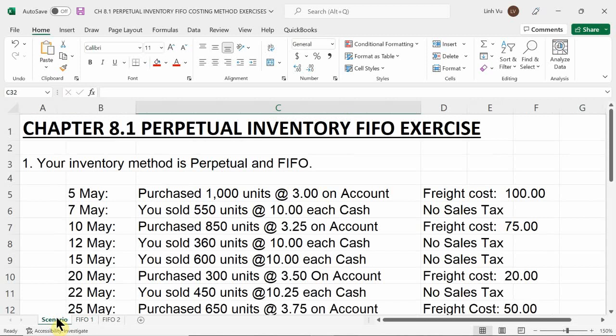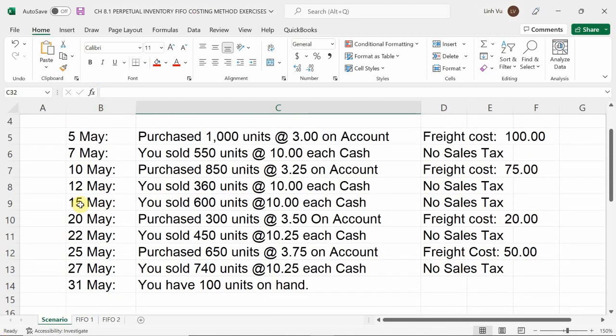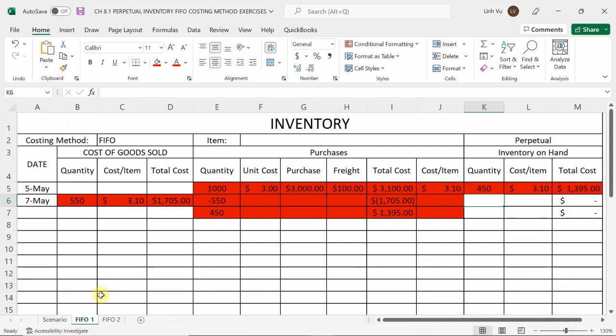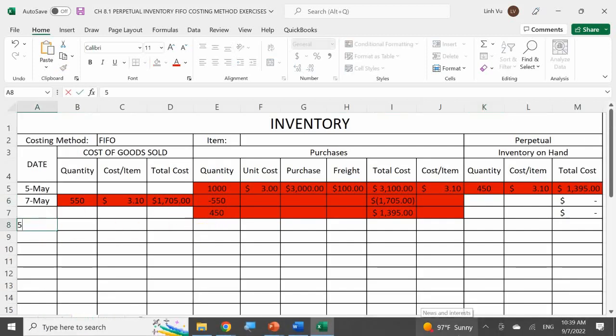All right. So now I'm on May 10. Okay? May 10, we purchased 850 units at $3.25 each with a freight of 75. So 850, 3.25, 75. Okay. So let's find an empty spot here. It is May 10. We purchased 850 units at $3.25 each with a freight of 75. So what's my purchase price here?